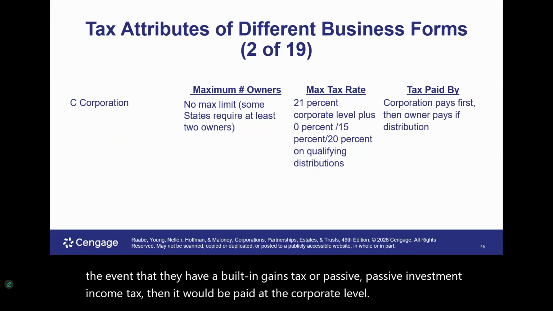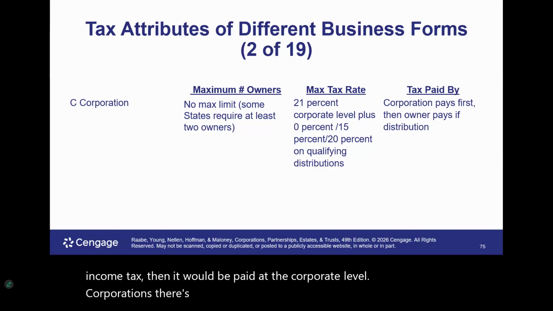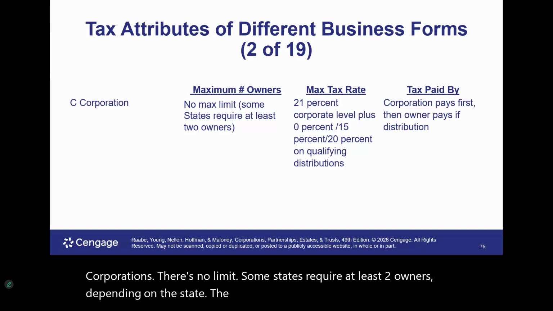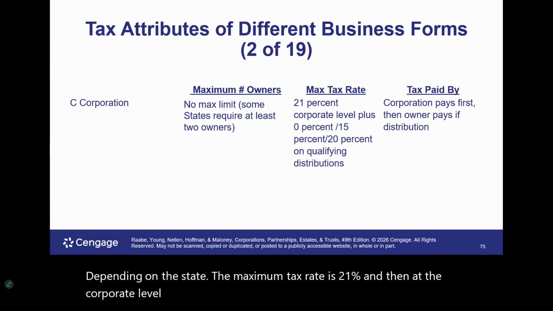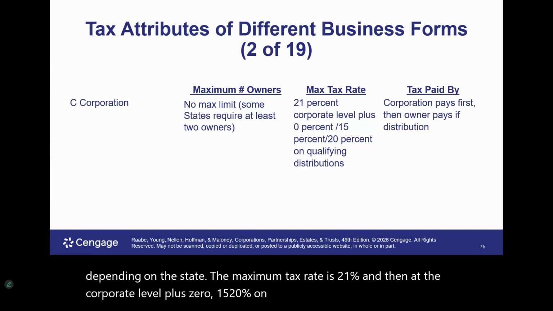Corporations, there's no limit. Some states require at least 2 owners, depending on the state. The maximum tax rate is 21% at the corporate level, plus 0, 15, or 20% on qualifying distributions to the shareholders when they receive dividends.